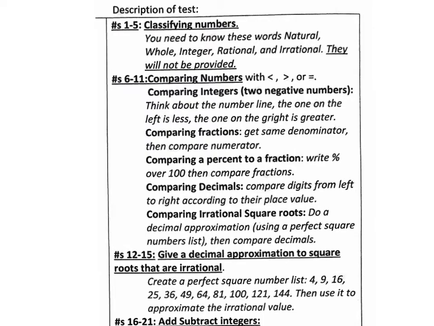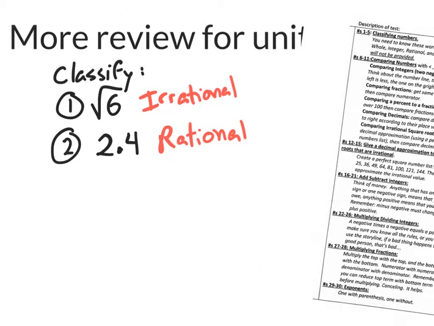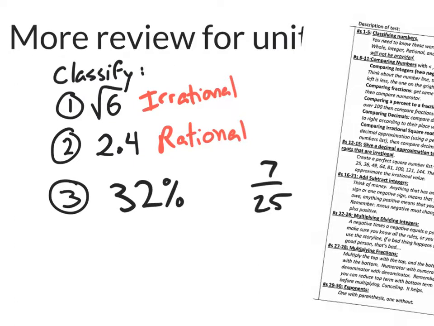Let's do a couple of comparing, or just maybe one, comparing numbers, and we're going to have different types of numbers. It says right here comparing integers, comparing fractions, comparing percents, percent to a fraction. Let's do one of those, comparing a percent to a fraction. So let's do number 3 here. Let's compare the percent 32, compared to 7 over 25. And 32% compared to 7 over 25, we need to think about which one's bigger. Is 32 bigger or 7 over 25 bigger?